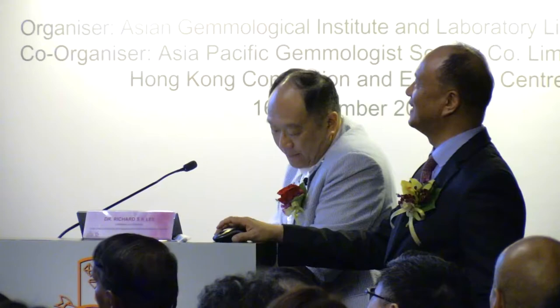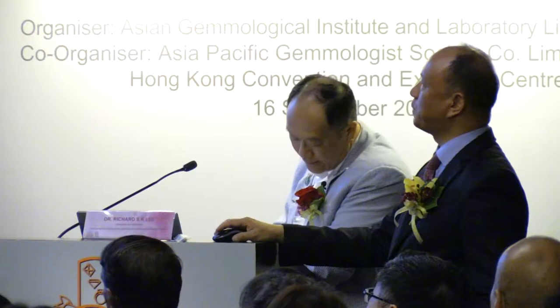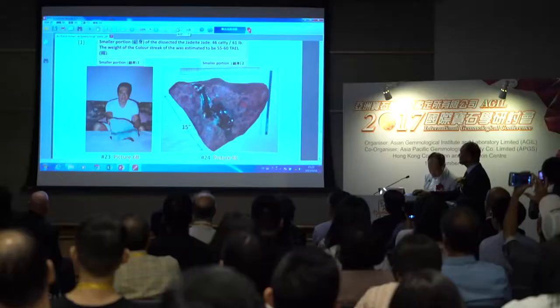Now, the last theory is regarding how we evaluate the weight of the color streak. That is, evaluating how heavy the color is, how heavy the color streak is. This is very important. Page number 25, please.